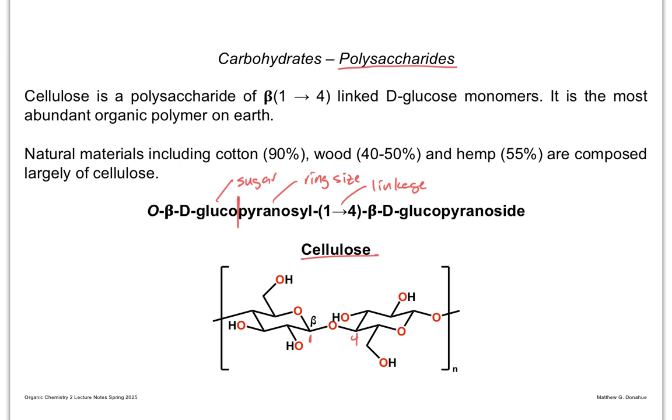So natural materials that have this polymer in it are cotton. Cotton's 90% cellulose. Wood is 40 to 50%. Hemp is 55%. I would wager that not many people in here are wearing a pure cotton shirt or pants. It can be pretty uncomfortable, especially when it's hot and humid. It doesn't allow heat to escape very well.